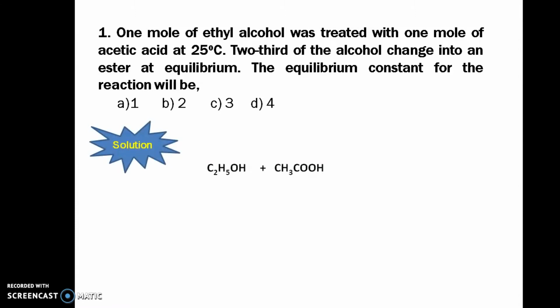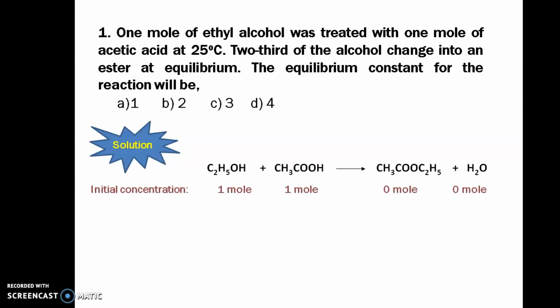Now we will write down the chemical equation. Ethyl alcohol was reacted with acetic acid to produce an ester and water as the byproduct here. Now let us see the initial concentrations. Let us consider initial concentrations of reactants as 1 mole and 1 mole, and products produced are 0, 0.